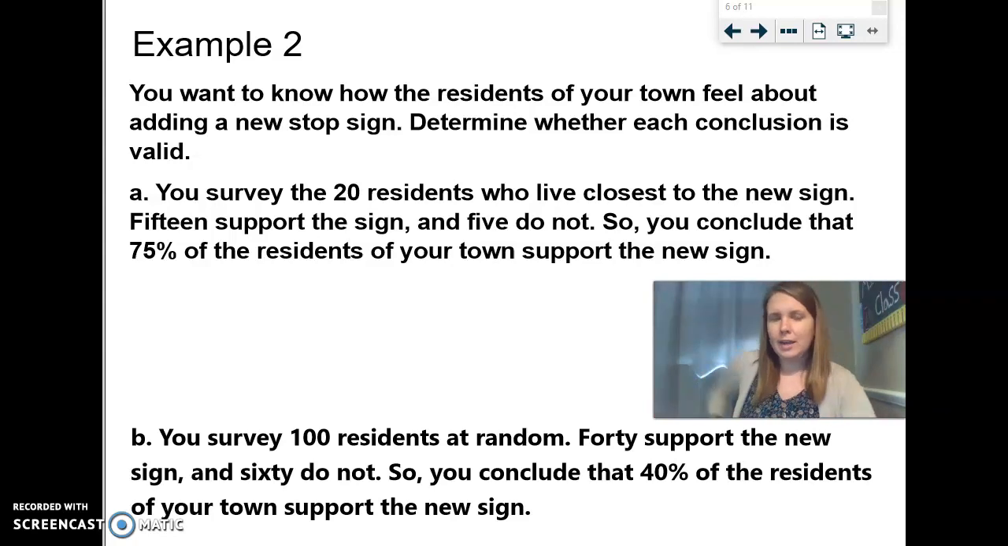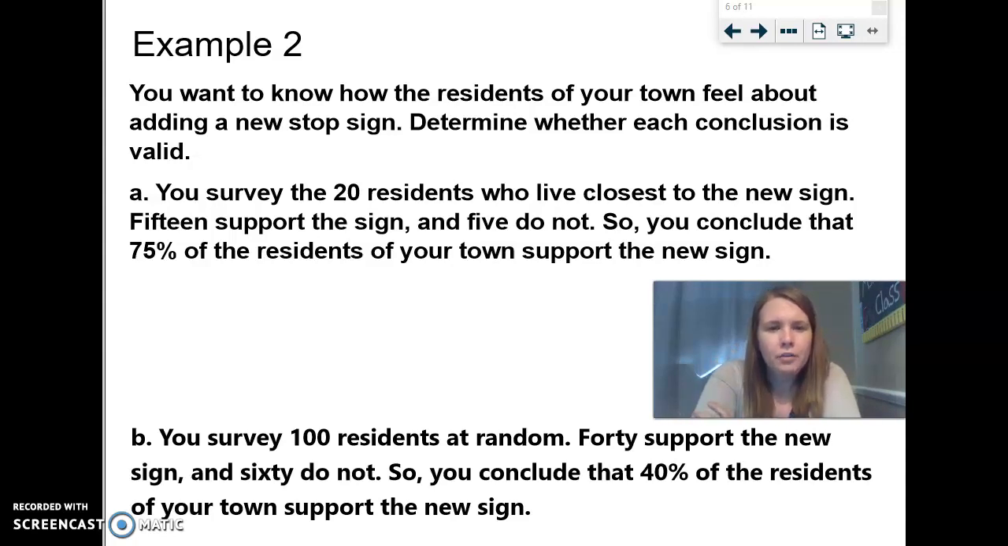So let's look at A. To figure this out, you survey 20 residents who live closest to the new sign. 15 support the sign and 5 do not. So you conclude that 75% of the residents of your town support the new sign. All right, that's one option. I'm going to tell you one's going to be good and one's not going to be so good. So let's read option B and then go from there.